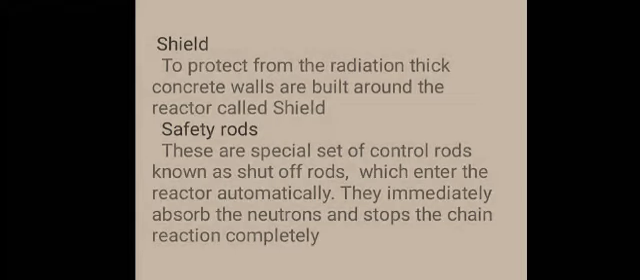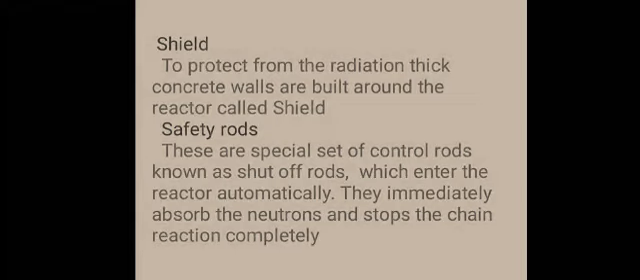The next is safety rods, from the word itself. It is for safety. The safety rods are also known as shut-off rods. Now these are a special set of control rods known as shut-off rods which enter the reactor automatically. They immediately absorb the neutrons and stop the chain reaction completely. That means they are actually a set of control rods themselves.